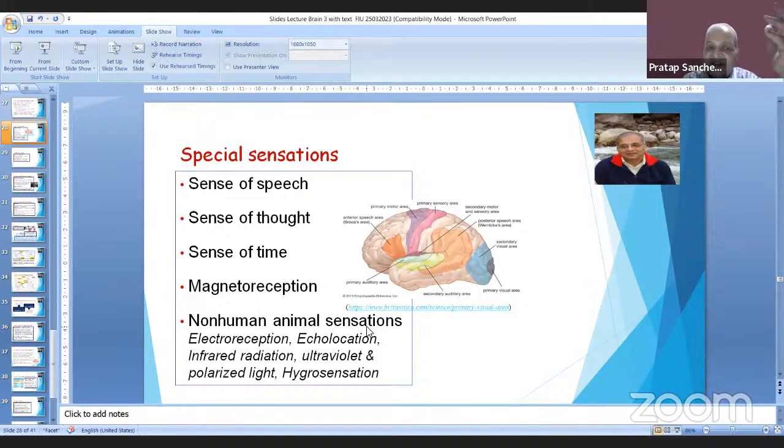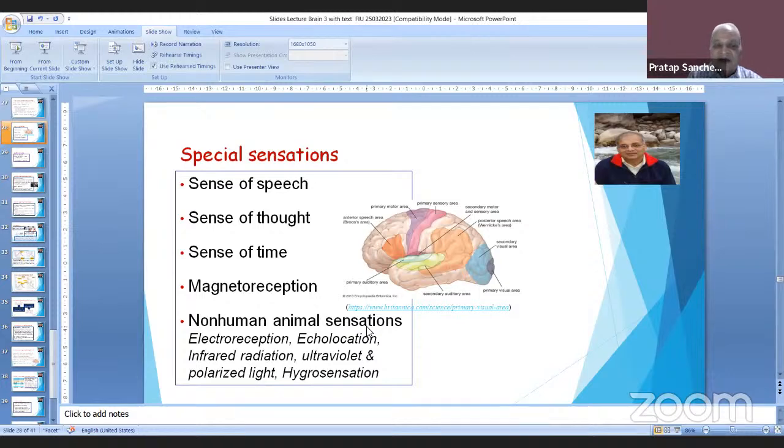Chrono, the sense of time, is another important one. We are aware of tomorrow, what is going to be there, and yesterday, what was there. So we can correlate with the sense of time. Whether this sense of time is a thought or a sensation.